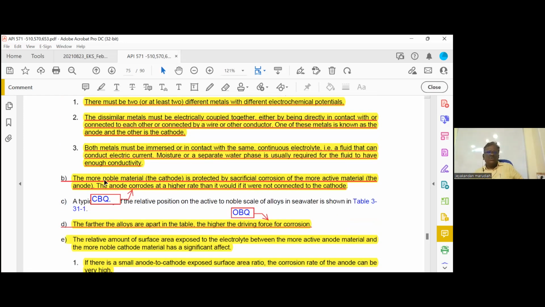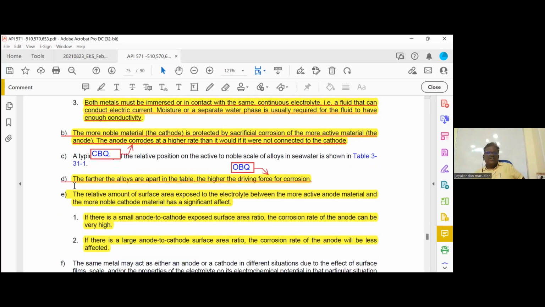Now highlight this one, it is a closed book. The more noble metal, the cathode, is protected by sacrificial corrosion of the more active metal, the anode. The anode corrodes at a higher rate than it would if it were not connected to the cathode. Then this is important. We need a distance between the alloys. The farther the alloys are apart in the table, the higher the driving force for corrosion. Because it is asked in the open book, they will give a list, the table. To find which will have more protection, you just have to count the number. What is the distance between these two metals?